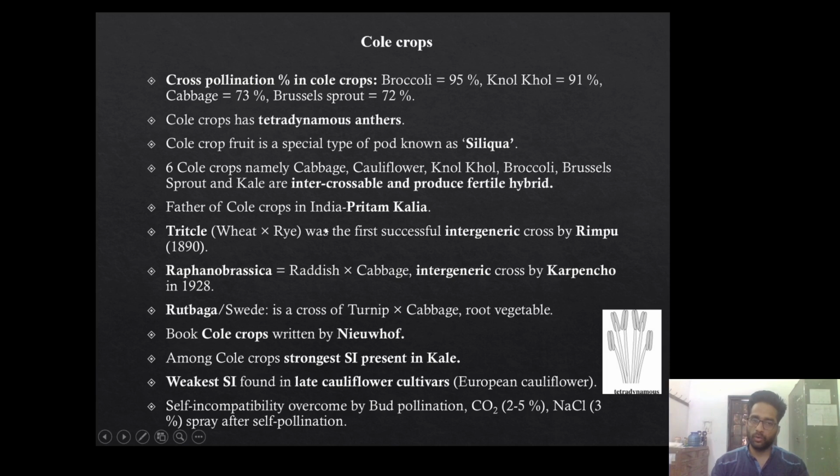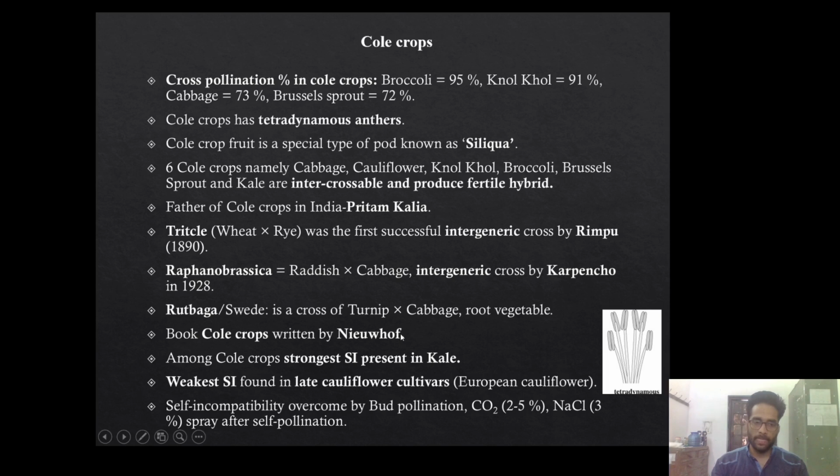Father of cole crops in India is Pritam Kalia. The first successful intergeneric cross was by Rimpau in 1890. Raphanobrassica is an intergeneric cross between radish and cabbage. It was developed by Karpechenko in 1928. Rutabaga, which I already told you before, is a cross of turnip and cabbage. It is a root vegetable. The book on cole crops is written by Nieuwhof.